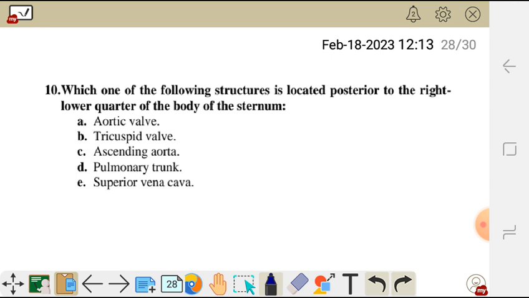Which one of the following structures is located posterior to the right lower quarter of the body of the sternum? A. Aortic valve, B. Tricuspid valve, C. Ascending aorta, D. Pulmonary trunk, and E. Superior vena cava. So which one is located posterior to the right lower quarter of the body of the sternum?